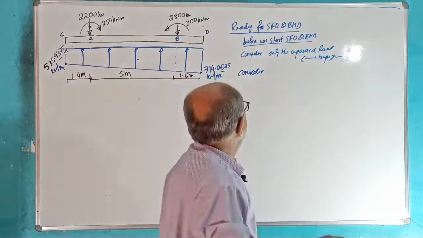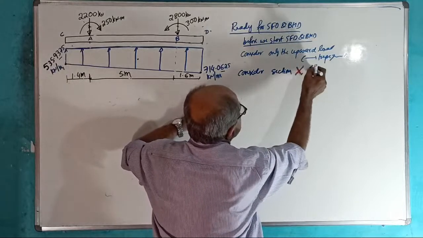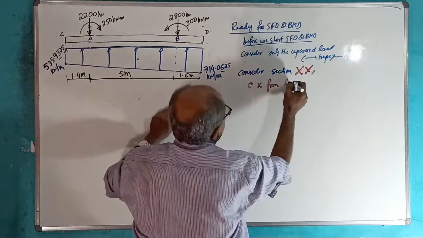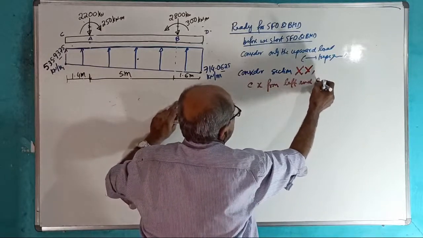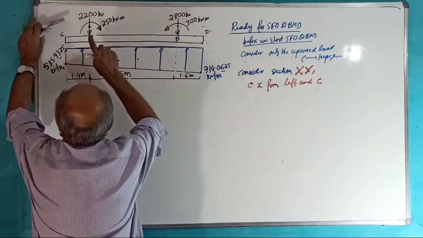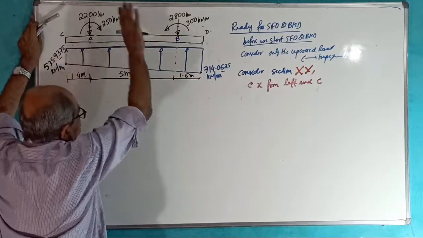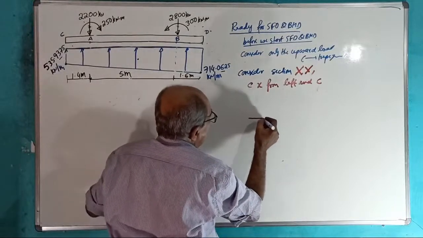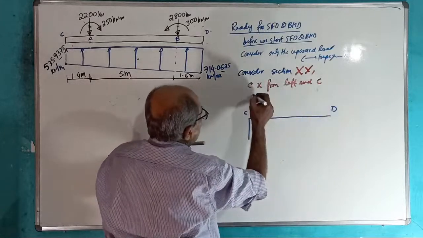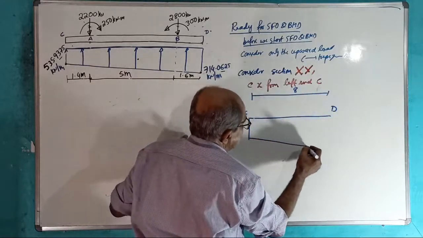Consider section XX at X from the left end, C. Do not bother whether it is before A or after A. Never see the upper side, see only the UVL. I want C here and D here. Total length is 8 meter. The UVL is like this.